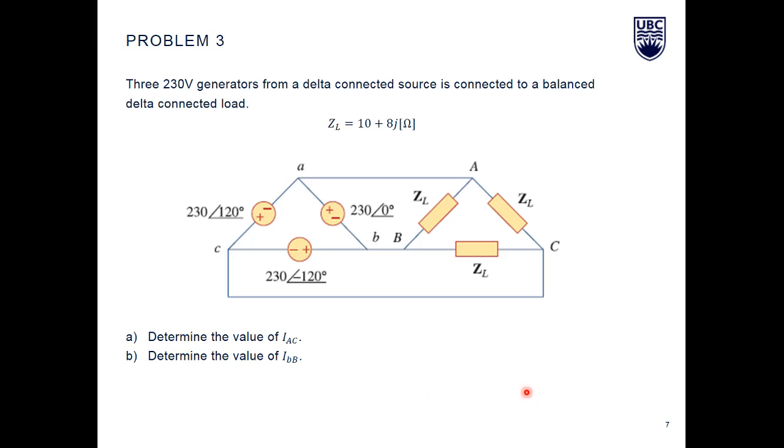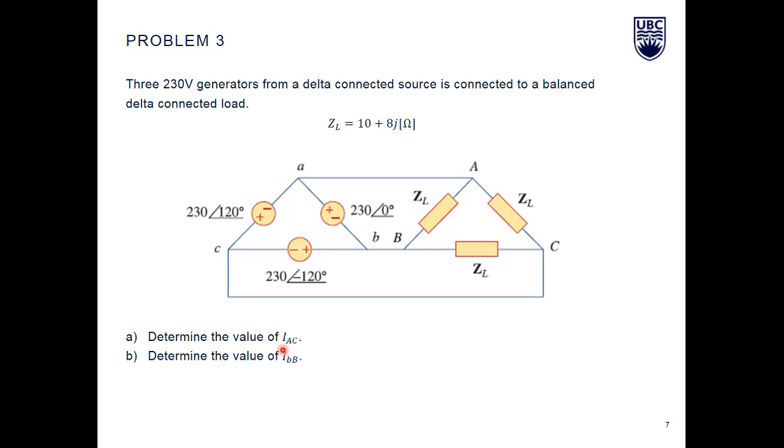So then we go to problem 3. In this problem we have a three-phase delta connected source and a three-phase delta connected load. The impedance ZL is given as 10 plus 8j, and we have a three-phase source with 230 volts, which is RMS because they didn't say anything. And so we have the voltage of A to B with 0 degree, the voltage of B to C with minus 120, and voltage of C to A with plus 120.